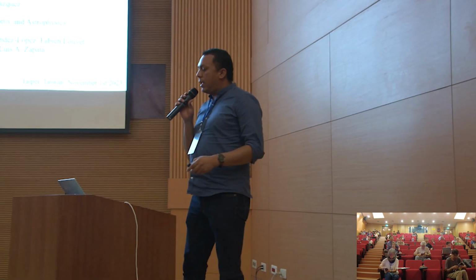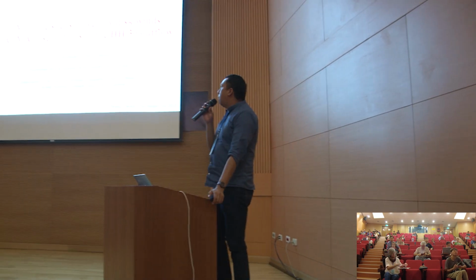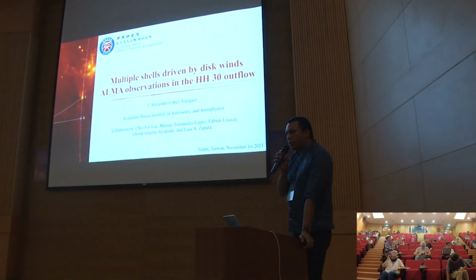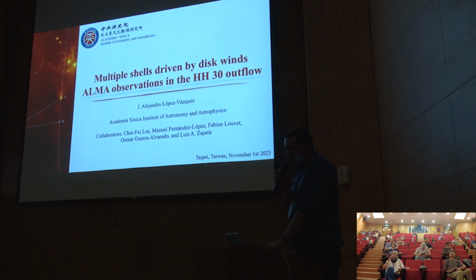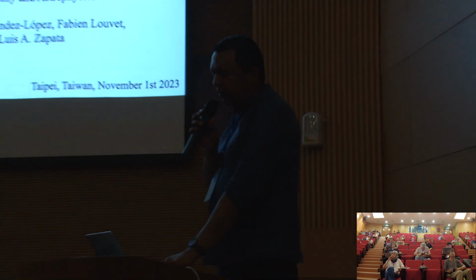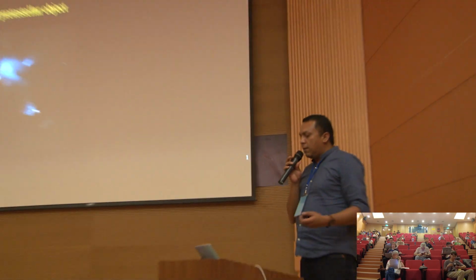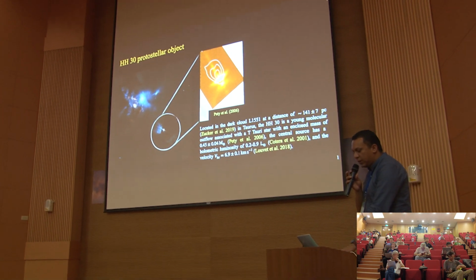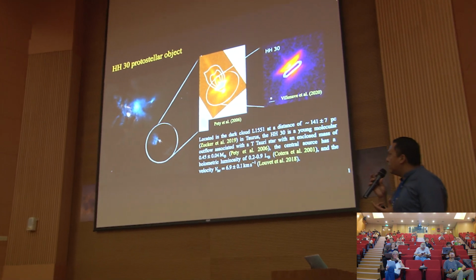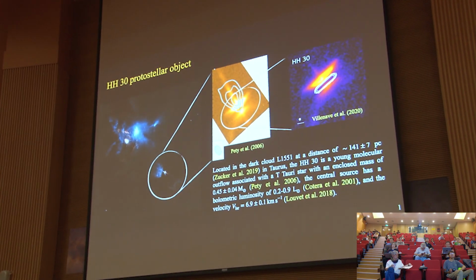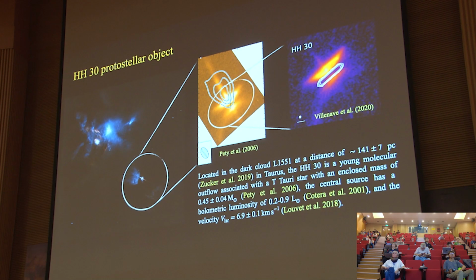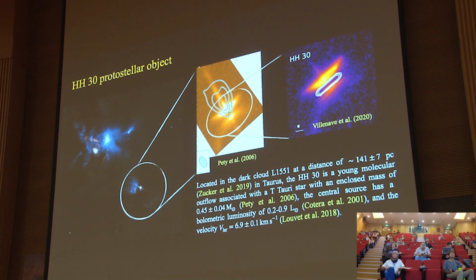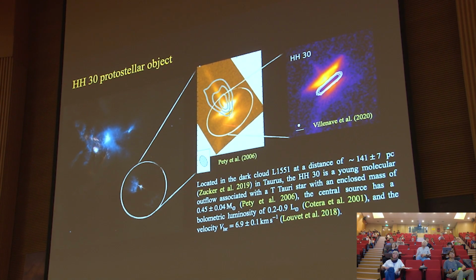Okay, good afternoon. Today I am talking about a recent paper of the ALMA observation associated with the molecular outflow of HH30. HH30 is a very typical protostellar object. Why very typical? Because you can observe a bipolar protostellar jet, and also you can see an accretion disk, but it's not a typical protostellar object because you can only detect a monopolar molecular outflow.